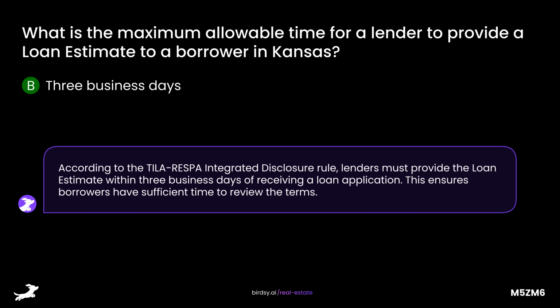According to the TILA-RESPA Integrated Disclosure Rule, lenders must provide the loan estimate within 3 business days of receiving a loan application. This ensures borrowers have sufficient time to review the terms.